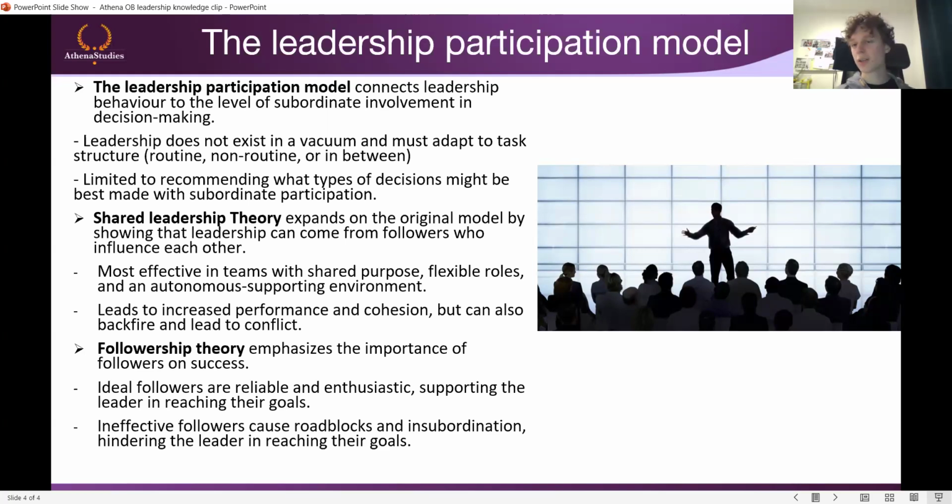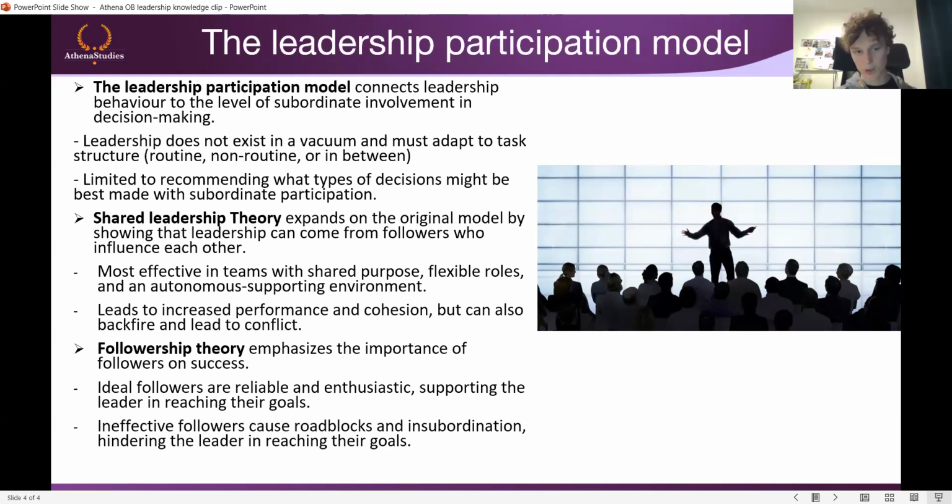Now, this is a double-edged sword, this theory and putting it to use, because it can lead to increased performance and cohesion when your team works well together and they are attuned to each other. But if your team is prone to conflict, it can also backfire and lead to lower performance and more tension in the group.